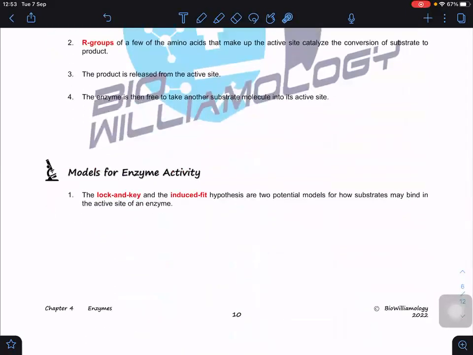So now a group of the amino acids that make up the active sites, okay, catalyze the conversion of the substrate to the products. The products can be released from the active sites and the enzyme is now free to take another substrate molecule to its active site now.